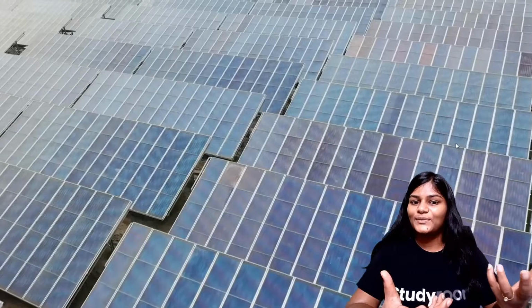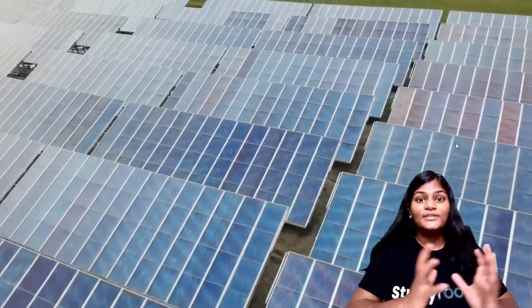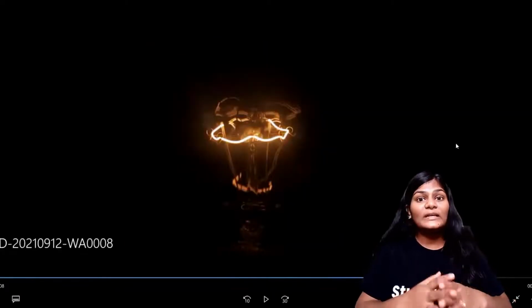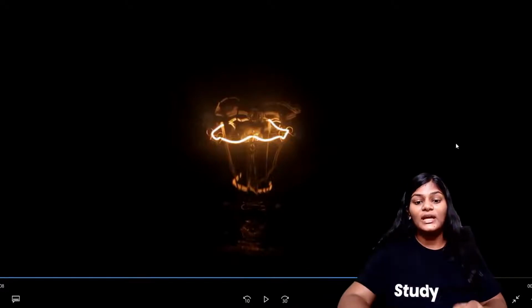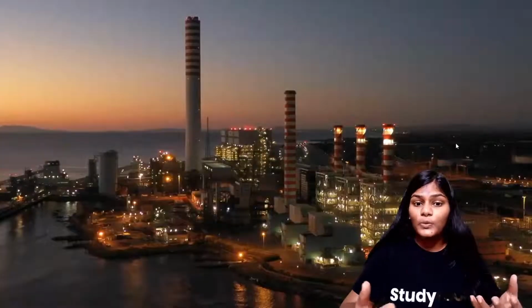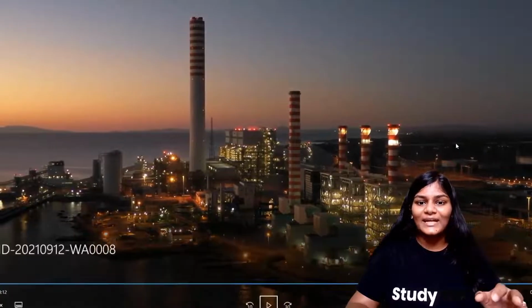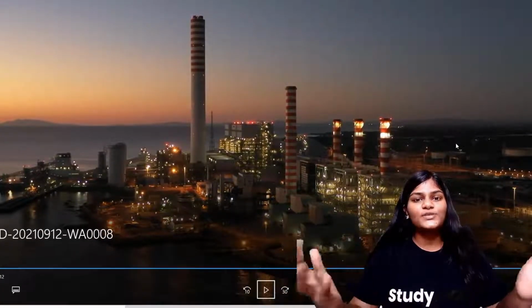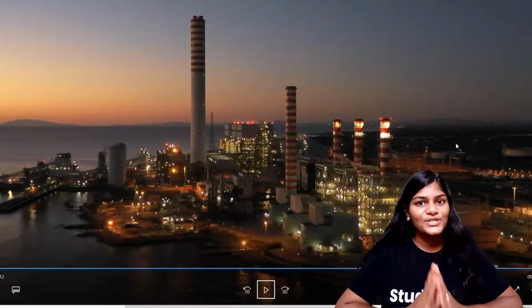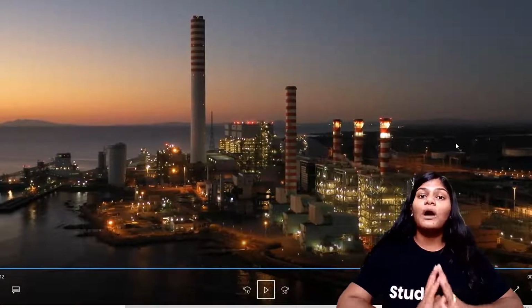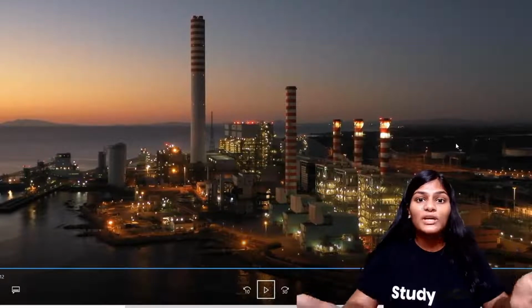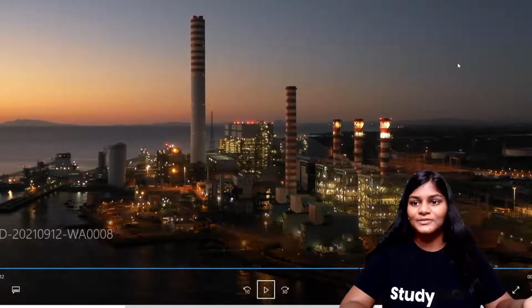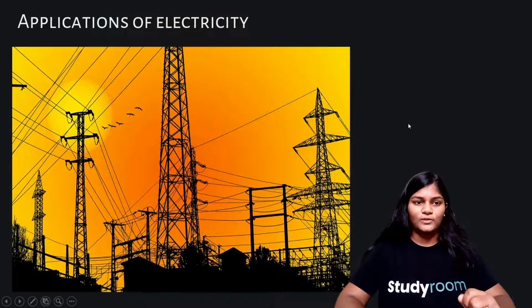So we're going to see a lot of examples here. These lights that you light up, these solar panels generate electricity. What do these solar panels do? They basically use the energy from the sun and convert it into electricity. The bulb that lights up our homes, the whole city that is lit up so beautifully, all of this is because of electricity. Okay, so you should know how wide ranging the applications of electricity actually are and how much we use it in our day-to-day life. Okay, let's move on now.